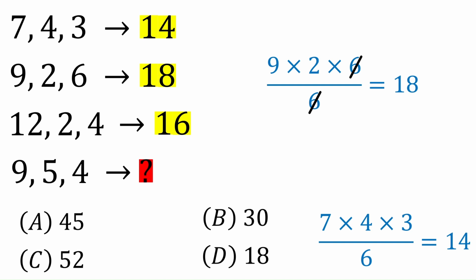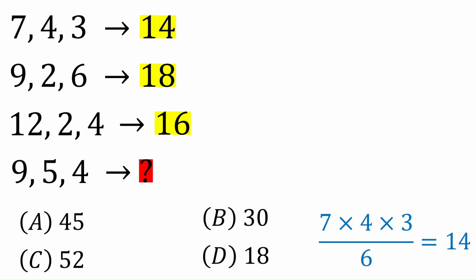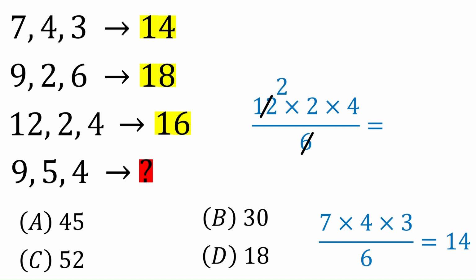Let's apply this to the third one to see if we're lucky for the third time and we have a pattern for all 4. 12 times 2 times 4, and we can cancel 12 on the top with 6 on the denominator, giving 2 on the top. 2 times 2 times 4 is 16 as needed. We're good to go with this pattern for the final 9, 5 and 4 to get our missing number. Multiply all of them together and divide by 6.